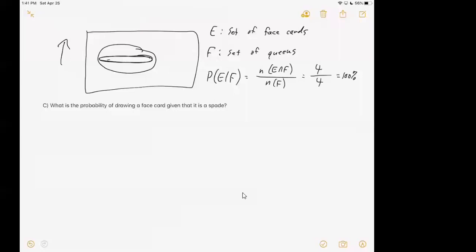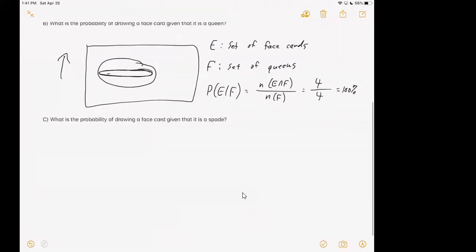Okay, so what is the probability of drawing a face card given that it is a spade? Remember our analogy. This is as if your friend drew a card from the deck and says, I have a spade. What are the chances that it's a face card? And you would be answering that question. Or conversely, you took only the spades out of the deck, shuffled those up, and you were going to draw a card. So that's what is going on here. So you know that it is a spade.